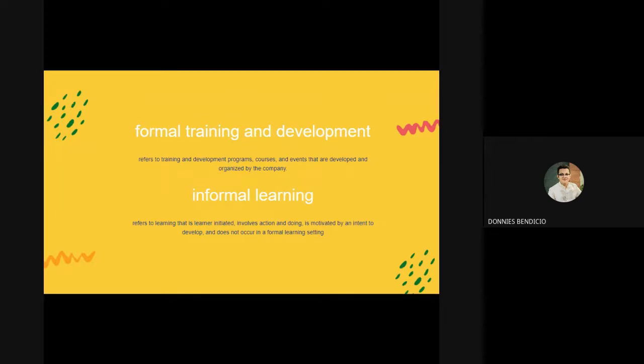Now we also have informal learning. So informal learning is also important for facilitating the development of human capital or our employees as well. So informal learning refers to learning that is learner initiated. So for instance, you or an employee might initiate his or her own pace of learning. So it involves action that is motivated by an intent to develop and does not occur in a formal learning setting. Okay, so informal learning occurs without a trainer or instructor, and its breadth or depth and timing is controlled by the employee himself or herself.